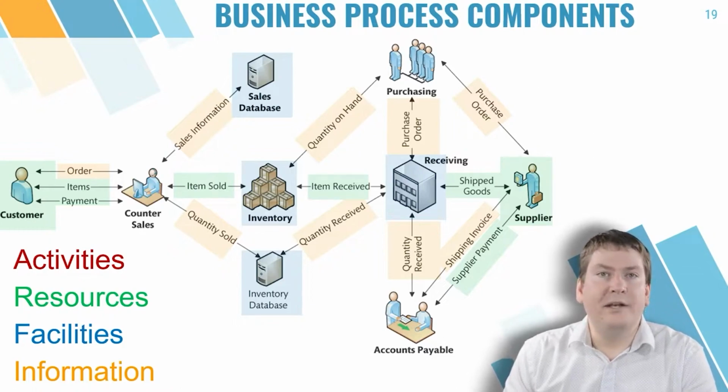Now, activities is a bit of a tricky one on this diagram, as it's not clearly shown. Rather, we see the actors that would be performing the activities. This would be things like the cashier transforming an order and payment into a customer's meal, a manager transforming inventory information into a purchase order, or accounts payable transforming a shipping invoice into a payment for a supplier.